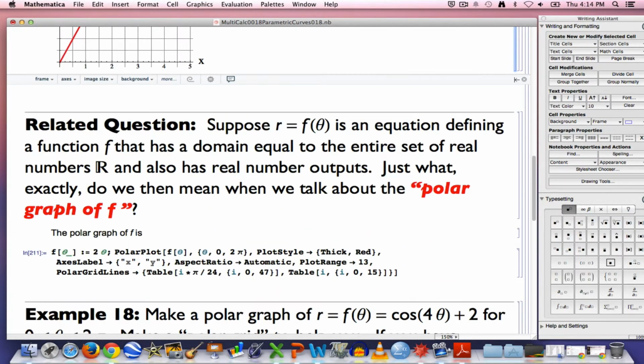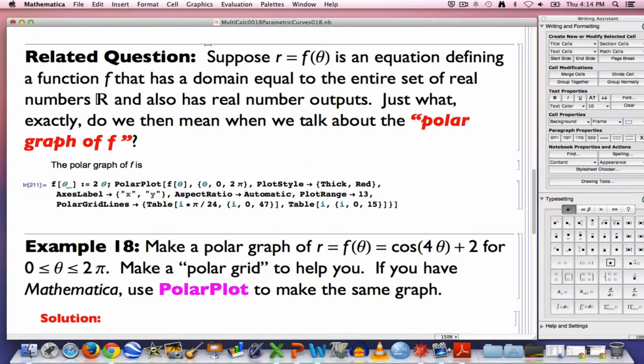Let's go down here to a related question. Suppose r equals f of theta is an equation defining a function f that still has a domain equal to the entire set of real numbers, and also has outputs that are real numbers. Just what exactly do we mean when we talk about the polar graph of f?